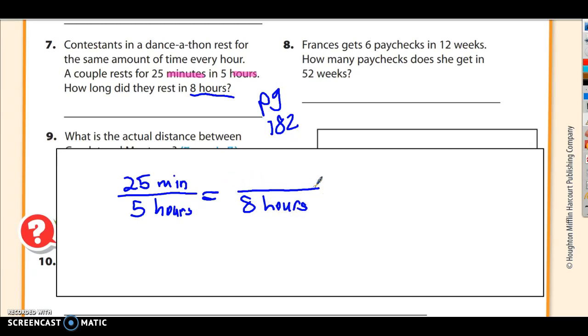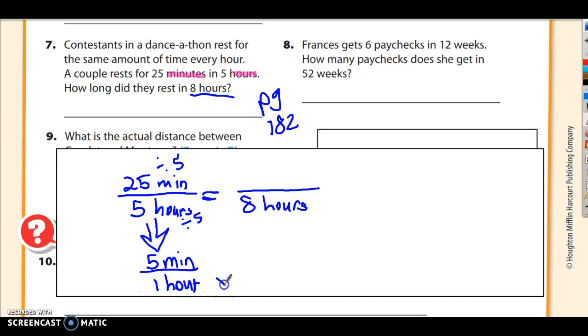And this is going to be one where we need to find the unit rate, because you can't just take 8 hours and divide it and get 5 hours. You can't multiply 5 and get 8. They're not compatible terms. So we're going to simplify 25 minutes and 5 hours by dividing by 5. If you divide these by 5, which is a common factor, you would get 5 minutes for every 1 hour.